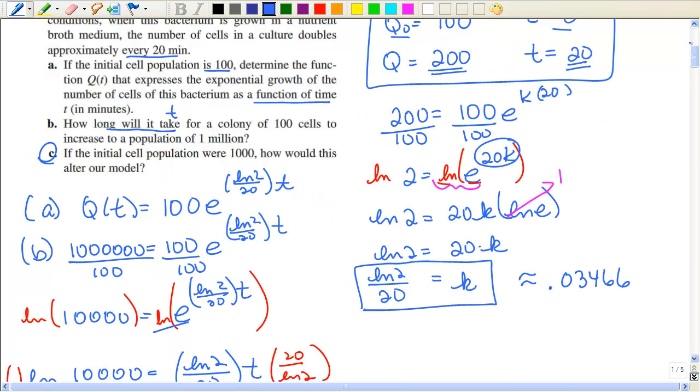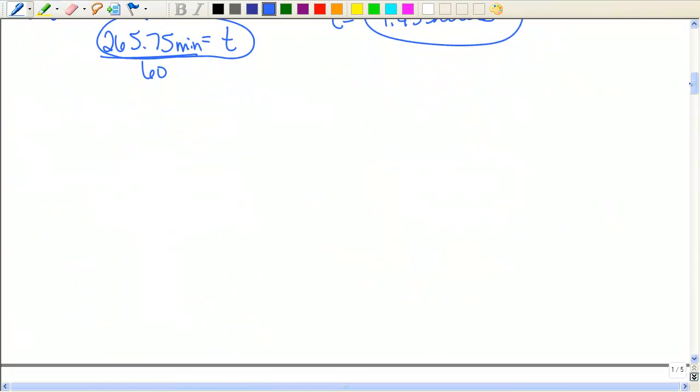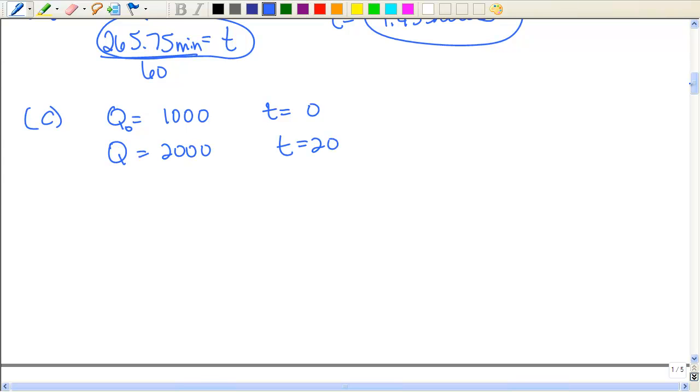Let's see, part C says if the initial cell population were 1,000 instead of 100, how would this alter our model? Let's look at that. It says if the initial was 1,000, and that's t is 0, and it still doubled, so it would be 2,000 in 20 minutes. Would that change our model?